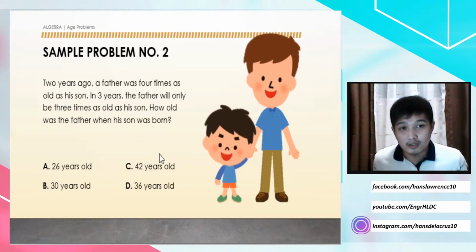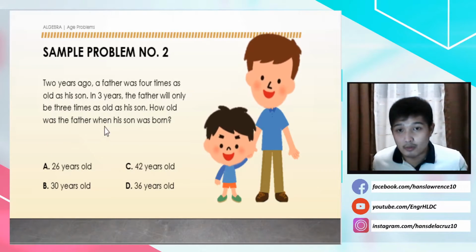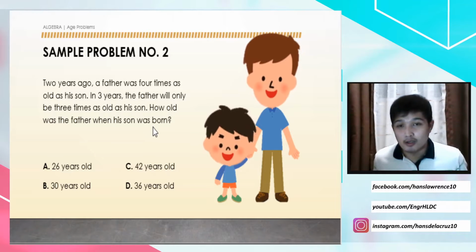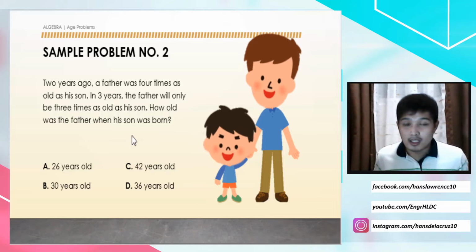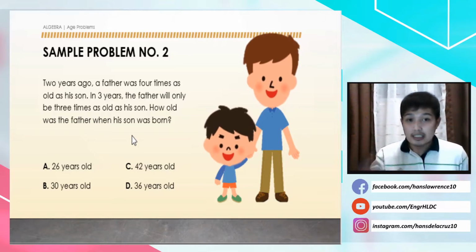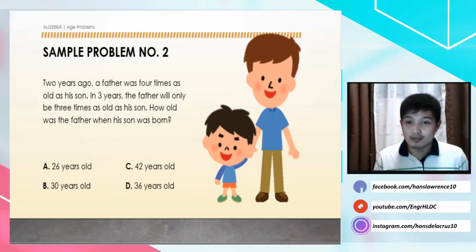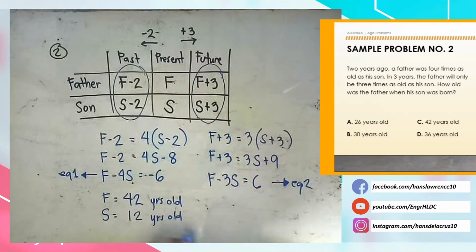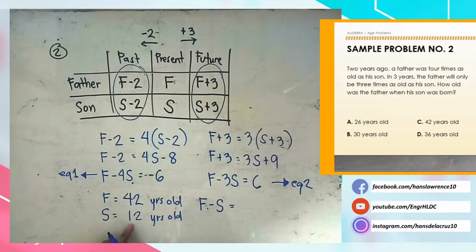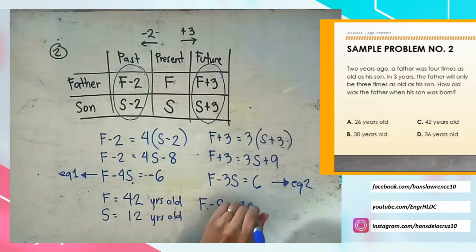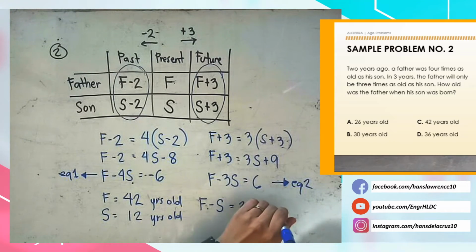So, ang tinatanong dito is, how old was the father when his son was born? Okay, nung kakapanganak pa lang nung baby boy niya, no? So, ibig sabihin, nung si son is 0 years old, no? So, ilang taon na si father nun? So, technically, ang gagawin natin is, ma-minus lang natin para makuha natin yung age ni father nung kakapanganak pa lang ni baby boy. Okay, so ang gagawin natin is F minus S. So, that is 42 minus 12.